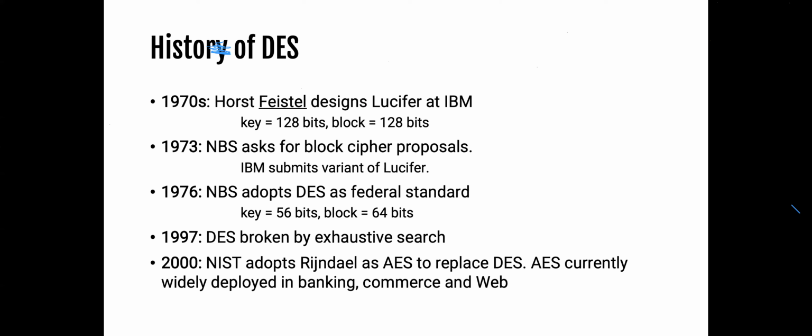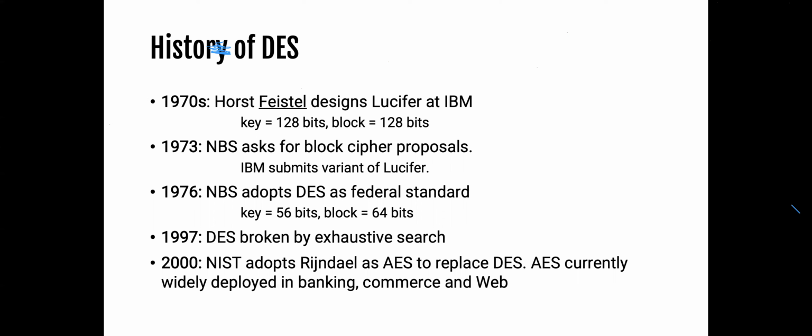So, the history of DES. First of all, in the early 1970s, Horst Feistel designed Lucifer at IBM. Lucifer is another crypto system, and I would say Lucifer is like the ancestor of DES. DES is something that has been modified based on Lucifer. Lucifer has a key of 128 bits, and the block size is also 128 bits. And then NBS asked for block cipher proposals. That is the time that NBS was looking for a standard block cipher that is public, so that people can use it as a standard.